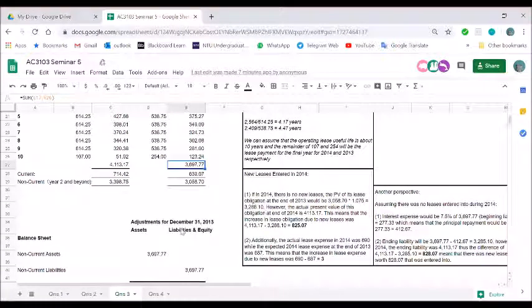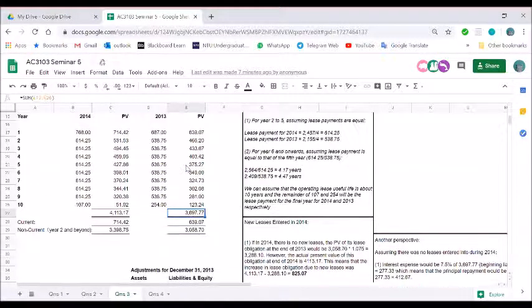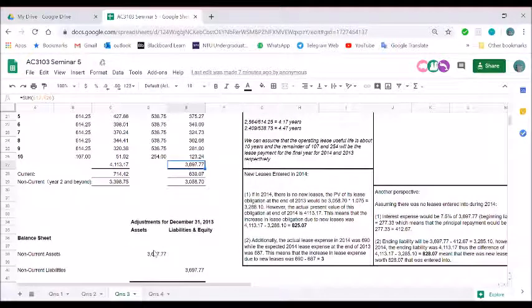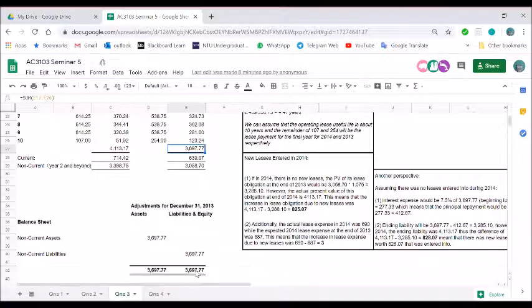And so our adjustments for December 31st, 2013 would be an increase in assets by the present value over here, the total present value for 2013. This is because the operating lease has been capitalized and therefore becomes an asset. And therefore we have the corresponding double entry, which will affect the non-current liability. And therefore this is the answer to the question. So the adjustment would be to the balance sheet, the non-current asset and non-current liability.